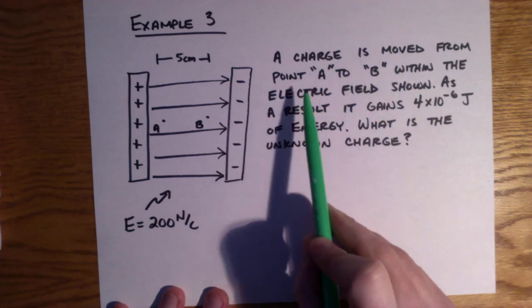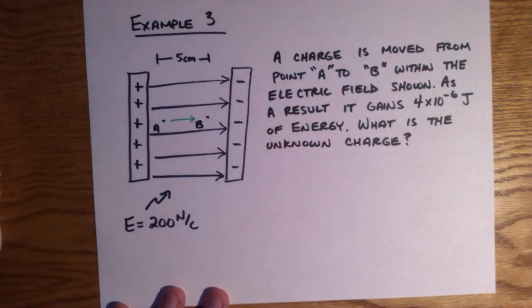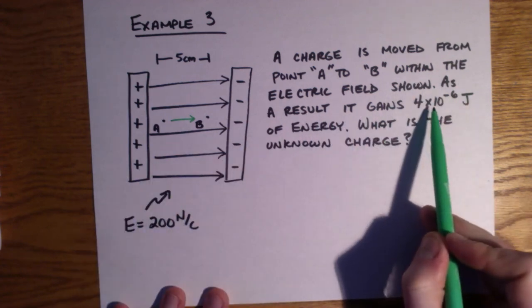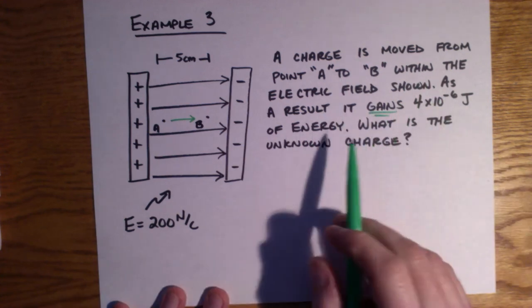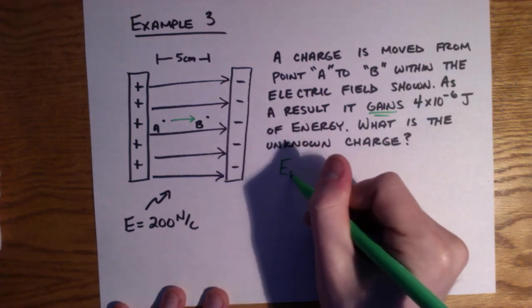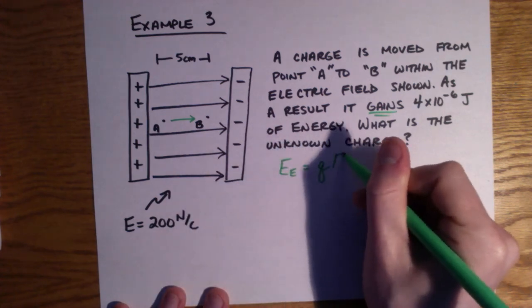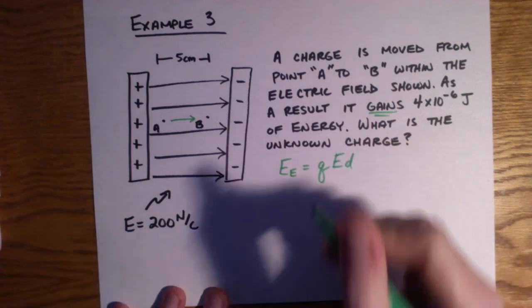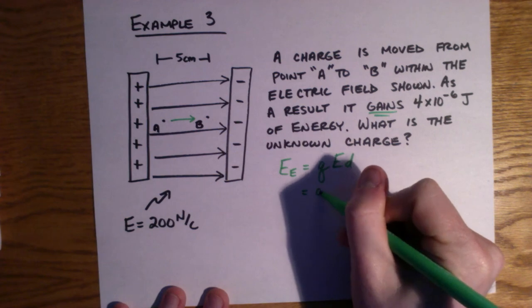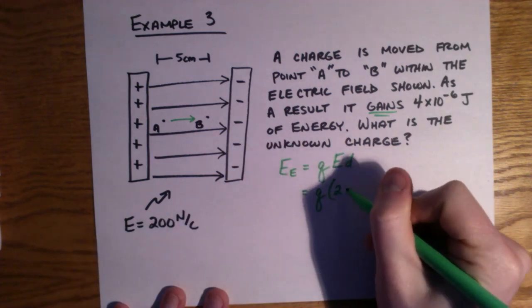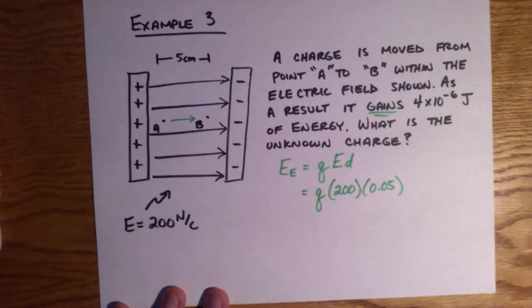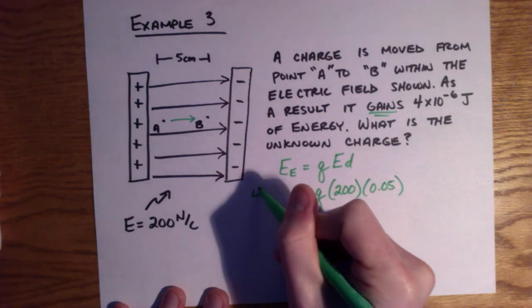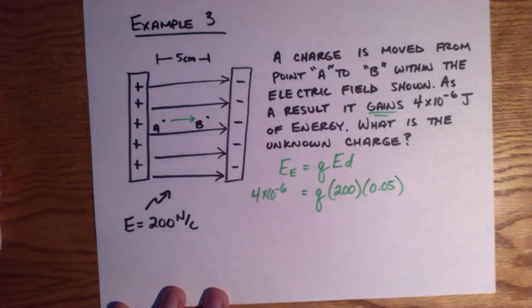We're asked, a charge is moved from point A to point B, so the charge is moving in this direction. The electric field is 200 newtons per coulomb. As a result of that movement, if it gains 4 times 10 to the negative 6 joules, I'm going to underline that, it will become important, gains that much energy, what is the unknown charge? Well, we know that the electric potential energy is a charge that is moved through an electric field. We don't know the charge, so the charge is unknown. We know the electric field strength is 200 newtons per coulomb, and we know that it's moved 5 centimeters, which would be 0.05 meters. We also know that it gains 4 times 10 to the negative 6 joules of energy.